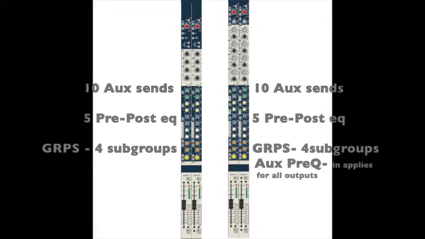Auxes. So for every single strip we've got 10 auxes, 5 pre-post EQ, that's for the first pair, 1 and 2 is the first pre-post button, 3-4 is the second one, and going further that way. The next part is the GRPS. That's the part of the strip that shows the 4 subgroups. The extra stuff on the mono strip is just the aux pre EQ button, which when we've got it in place for all the sends, we have no EQ on that.